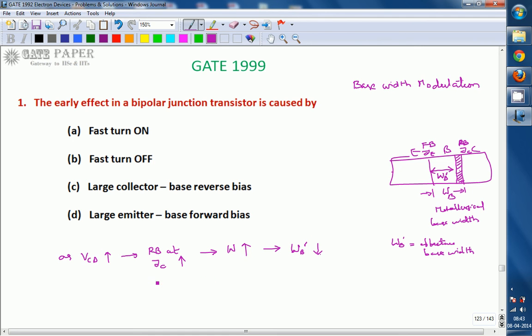This phenomenon is called base width modulation or early effect. So the early effect is caused because of large collector base reverse bias. It is not because of emitter base forward bias or fast turn on or fast turn off. So the correct option for us is C. Thank you.